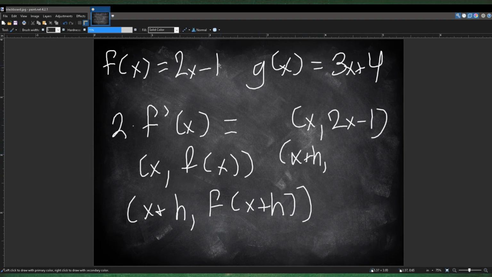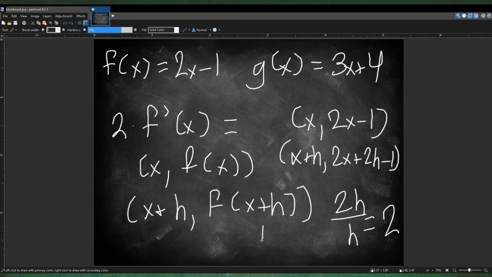Plugging x plus h into x gets 2x plus 2h minus 1. So to find the derivative, it's basically 2x plus 2h minus 1 minus the 2x minus 1. This 2x cancels out this 2x, and this negative 1 cancels out this negative 1, so you only have 2h. This is just the change in y over the change in x. So you have 2h on the top, and on the bottom you have x plus h minus x. This x cancels out this x, and you're just left with h.